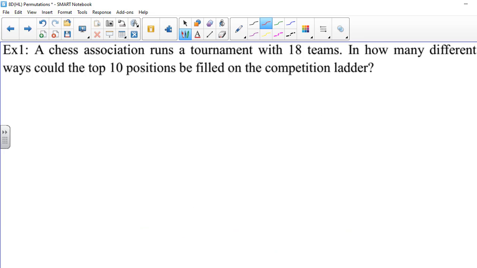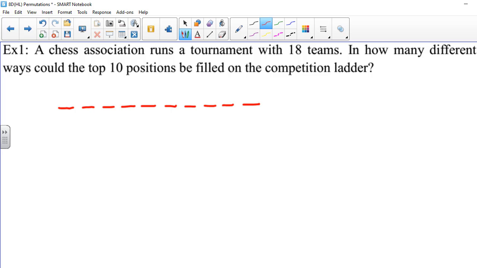Let's look at how we can apply this notation in real-life problems. Let's look at the first example. A chess association runs a tournament with 18 teams. In how many different ways could the top 10 positions be filled on the competition ladder? So that means we need the top 10: 1, 2, 3, 4, 5, 6, 7, 8, 9, 10.